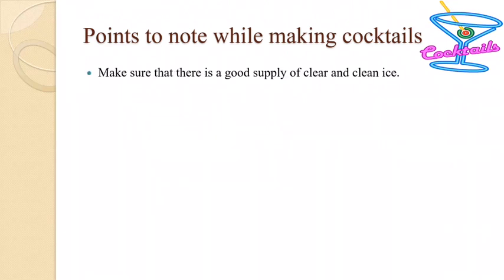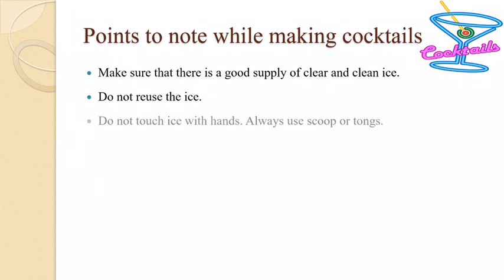First, make sure that there is a good supply of clear and clean ice. Ice is one of the major ingredients used while making cocktails, as all cocktails are chilled by using ice. Hence, you need to make sure that the ice that is used is of clear and clean water. So, do not reuse the ice. Once a particular ice is used for making a cocktail, make sure that the ice is disposed. If the same ice is used for another cocktail, it might just change the flavor of the cocktail. Hence, please dispose the ice.